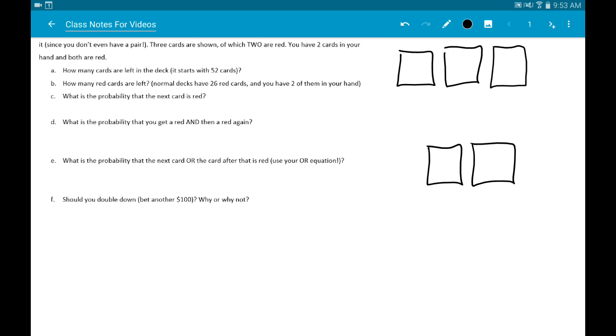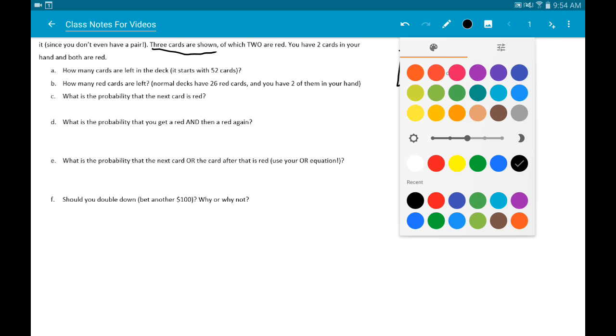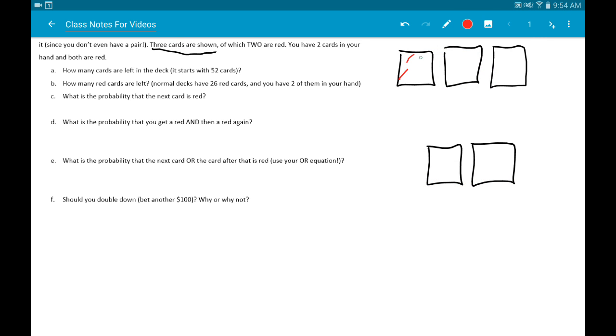All right, so for number 4, let's say we have 3 cards shown, and 2 of those cards are red. So let's go ahead and color 2 of these as red. And you have 2 cards in your hand, and both are red. And we win the game if we get 5 red cards.